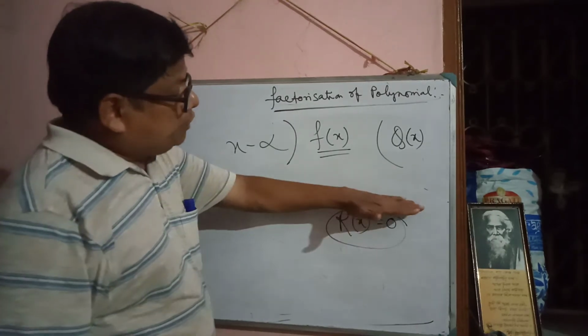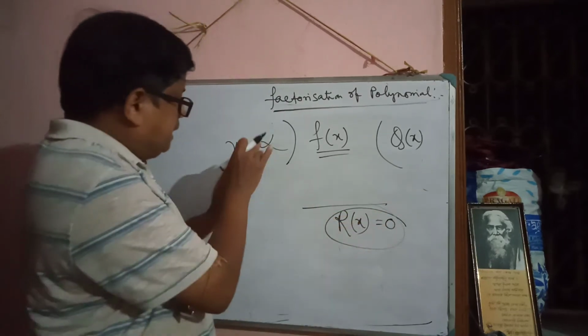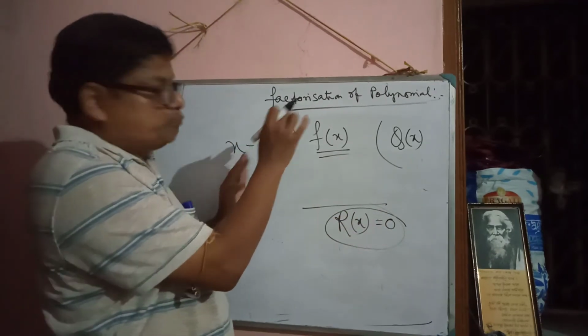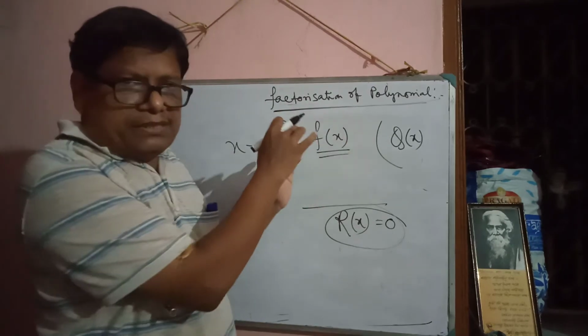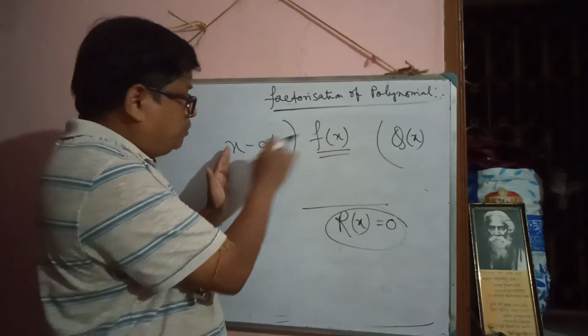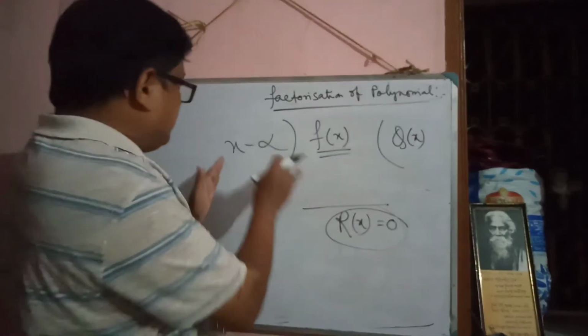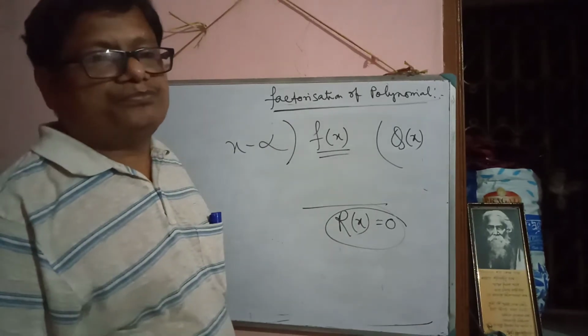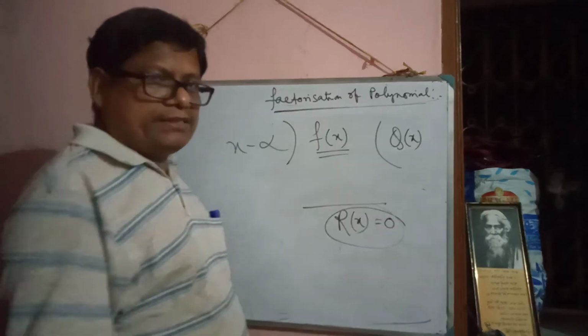Suppose the remainder is 0, nothing is there, this will be 0. Then x minus alpha completely divides f(x). Okay, f(x) is completely divisible by x minus alpha. So we can say x minus alpha is a factor of f(x).